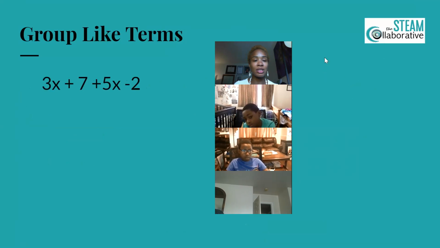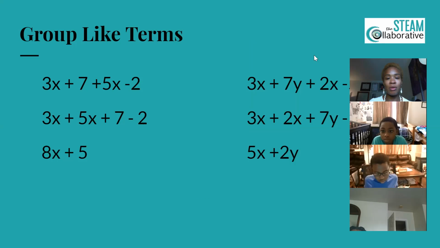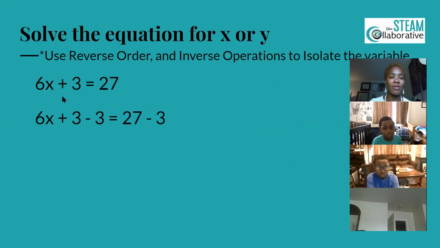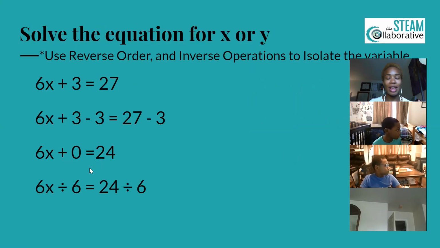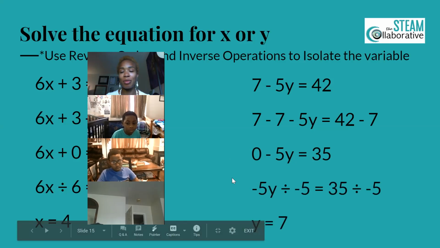Group the like terms together. So things that have the x and then just the numbers by themselves. And then you isolate the variable. So you try to get that letter on the side by itself. So for this one, the 6x plus 3 equals 27. So you subtract the 3 from both sides. You get 6x plus 0 equals 24. And then it gets more complicated, but we didn't talk about that today. And then same thing on this one, 7 minus 5y equals 42. You will subtract that 7 from both sides, and you end up with negative 5y equals 35. And then you do more complicated things that we didn't talk about today.